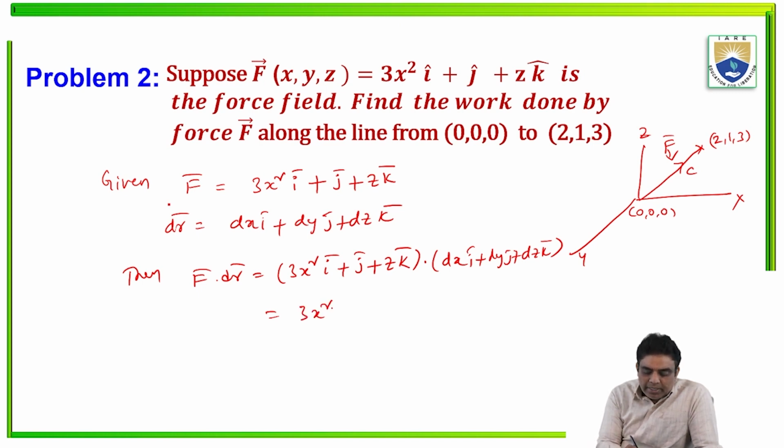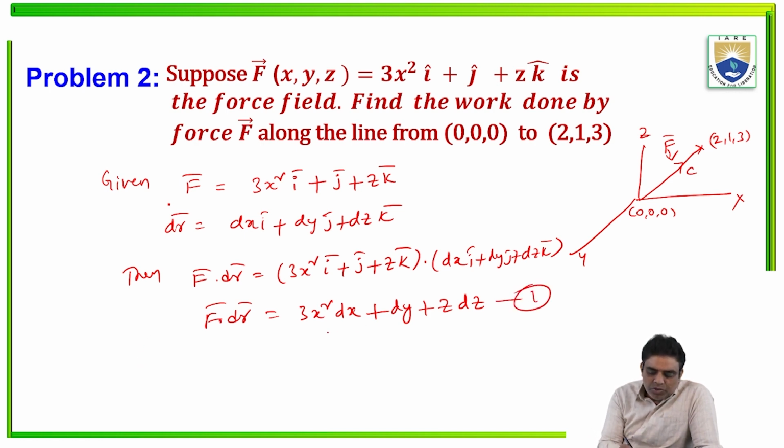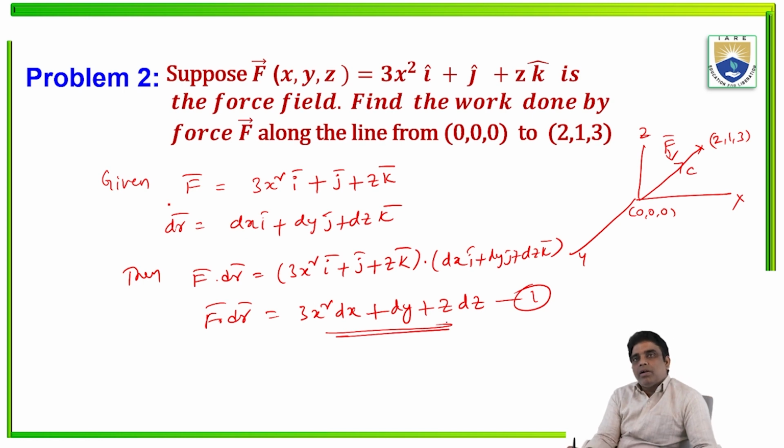That means what you will get? 3x square dx, that is one term. And here only dy plus z into dz. zk bar dot product with the dz k bar. So k bar dot k bar 1, that is z dz, this is f bar dot dr bar. It is a scalar function. Now what we have to calculate is integral f bar dot dr bar. So we have to use this function as f bar dot dr bar.